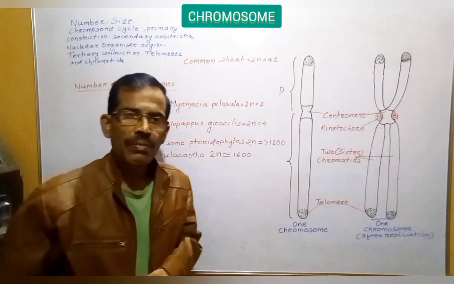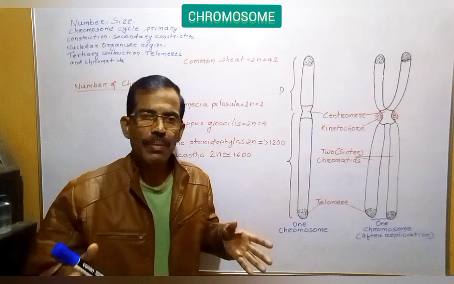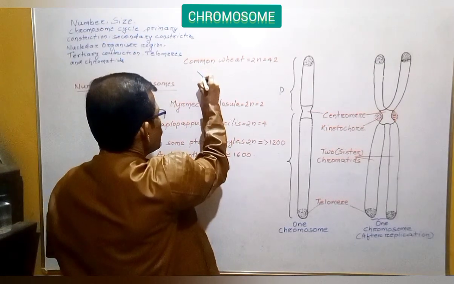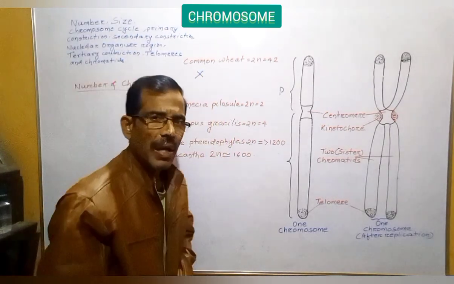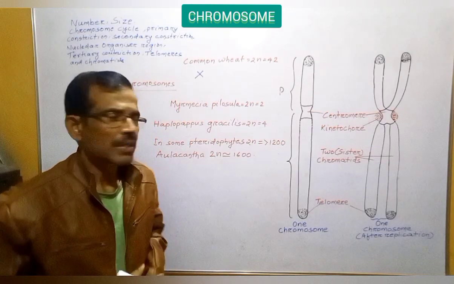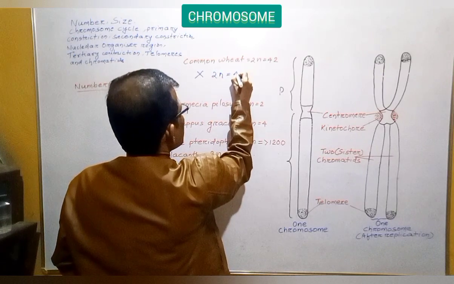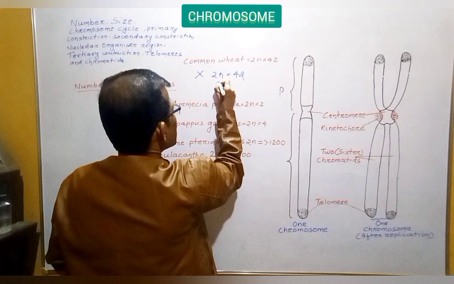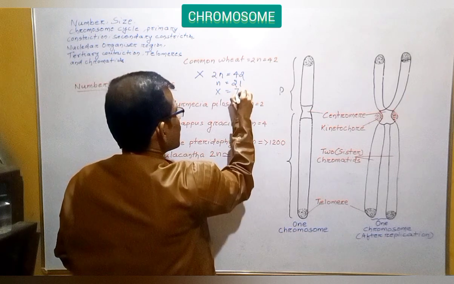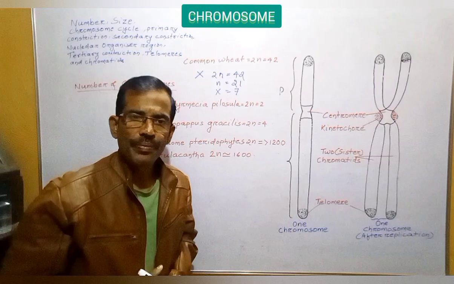In polyploid individuals, it is necessary to mention the ancestral primitive number represented by the symbol X, which is known as the base number. For example, in common wheat, Triticum aestivum, the diploid chromosome number is equal to 42, so n is equal to 21. But x is 7. This indicates that wheat is a hexaploid.